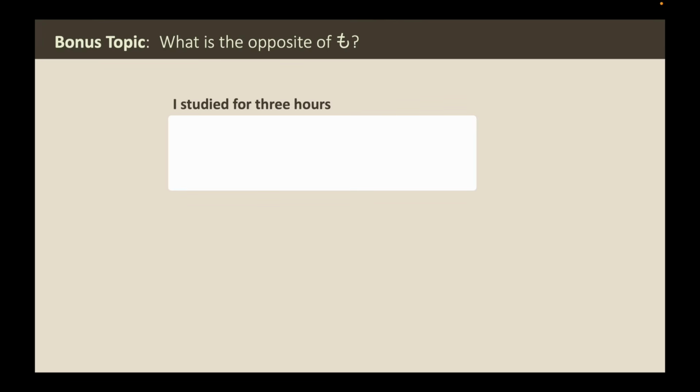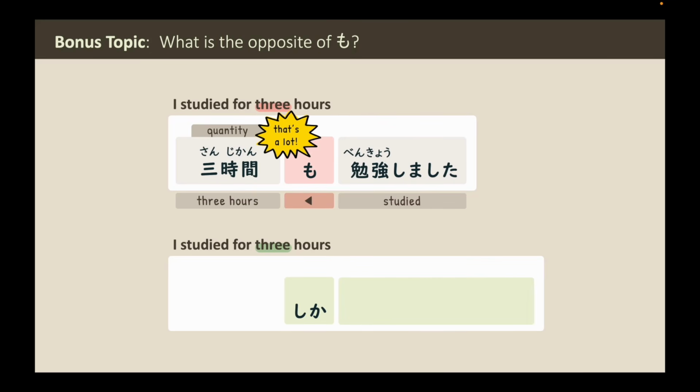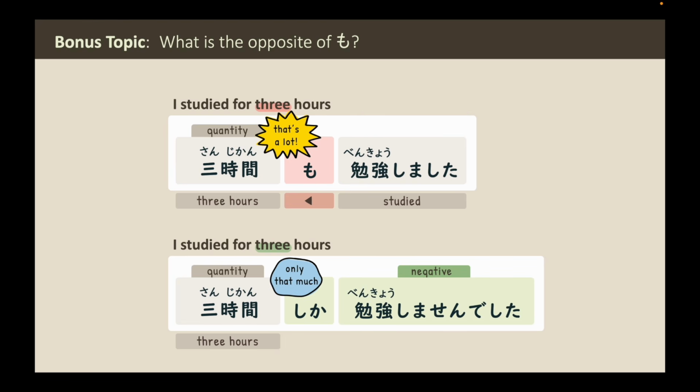Let's say you studied for 3 hours. How would you say it if you think 3 hours of studying is a lot? That would be, 3時間も勉強しました. Now, what if you feel that 3 hours is not much and it's less than your normal study time? In that case, we use しか with a negative form. So we say, 3時間しか勉強しませんでした.